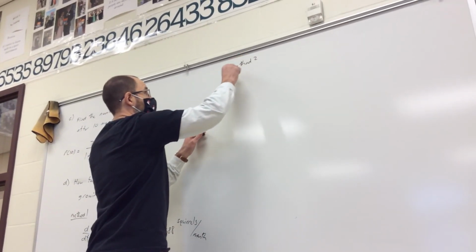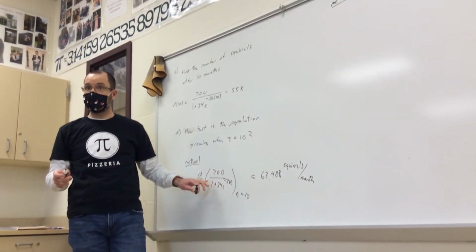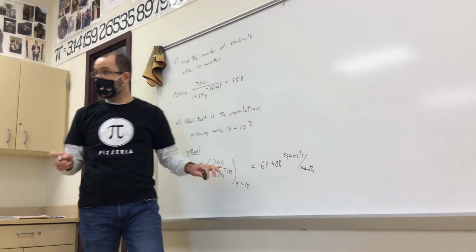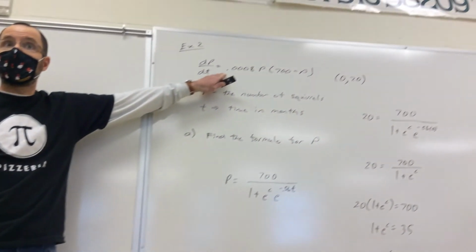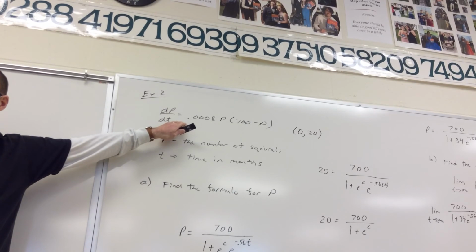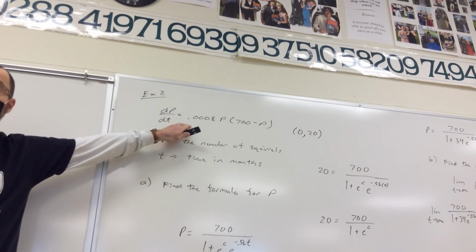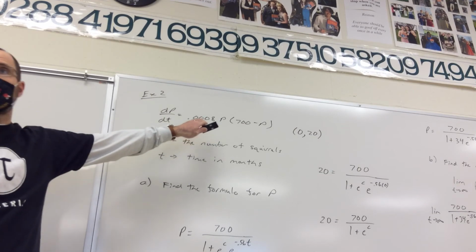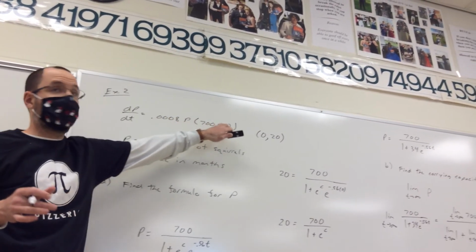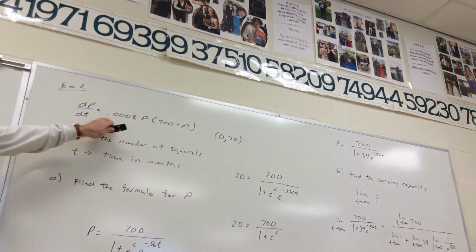Okay, but actually it was kind of silly for us to use the calculator to find the derivative. Because this right here is the derivative equation, right? So to find the derivative, we could have just used this. Now, this is a little bit of a strange equation because it just has P in it. It doesn't have t in it. But we can still use it.